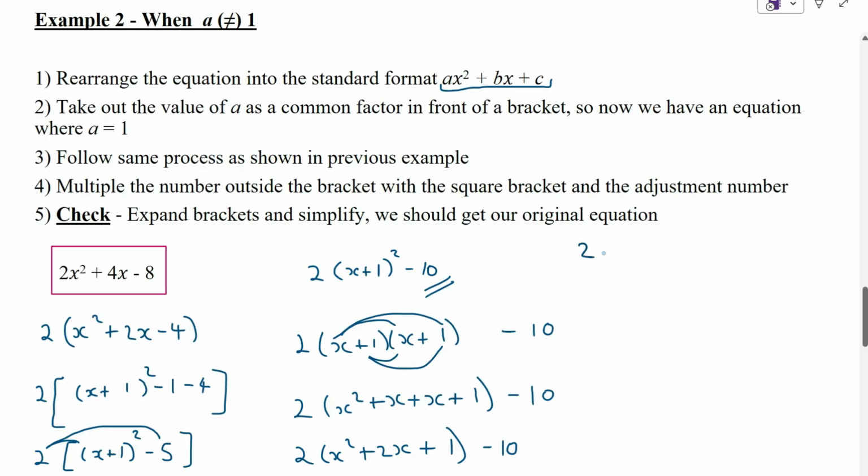That will give us 2x squared plus 4x plus 2. Then we minus the 10, giving us a final answer of 2x squared plus 4x minus 8. And we can see it matches our original equation, so we know this is right. So now we're going to solve for x and find the turning point of this graph.